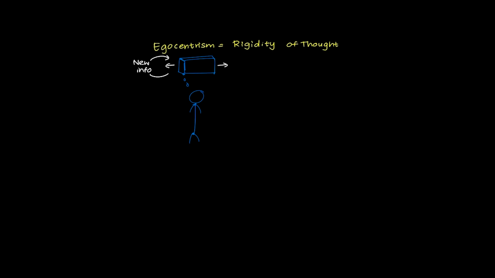Paul and Elder describe egocentrism as a main barrier to critical thinking and characterize it with a specific term. What term captures the inflexibility of egocentric thinking? Rigidity of thought. Egocentric thinkers are inflexible. They can't or won't adapt their thinking when presented with new information or perspectives.